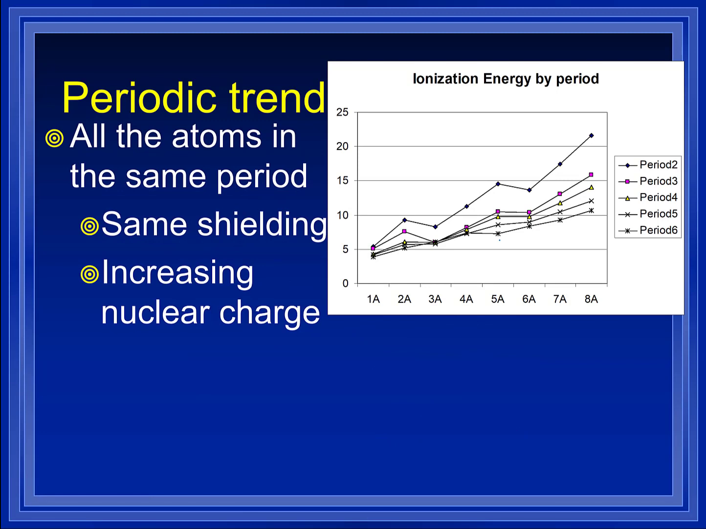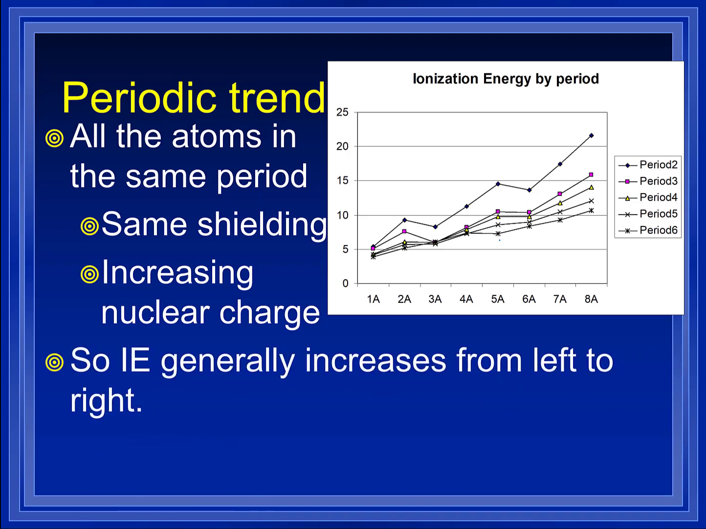Generally increases, because all the atoms in the same period have the same shielding, but there's increasing nuclear charge. So it's harder to remove the electrons, generally, as you go from left to right across the table. Because if I've got bigger nuclear charge, it's going to pull my electron more, making it harder to take off. That's the general trend. Now we've got a couple of little declines to explain.